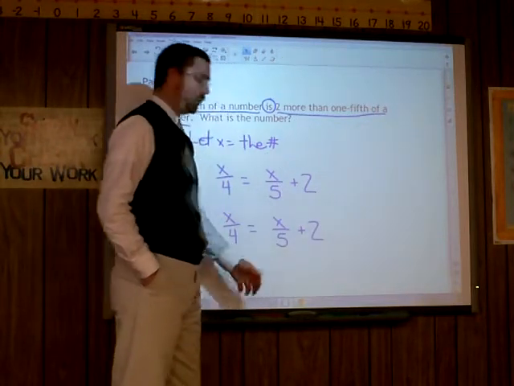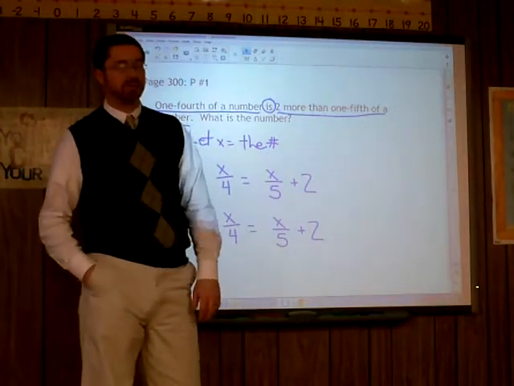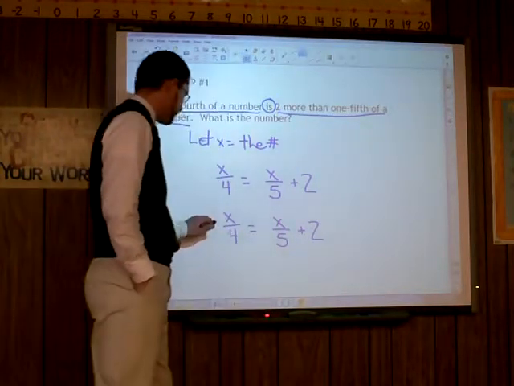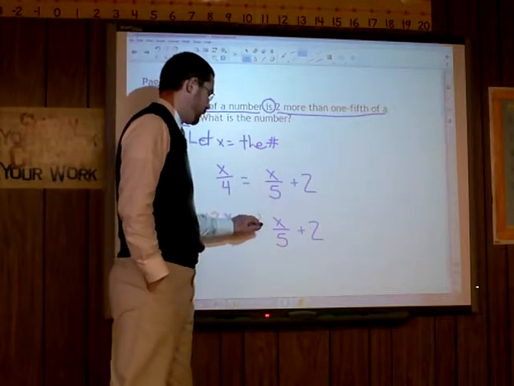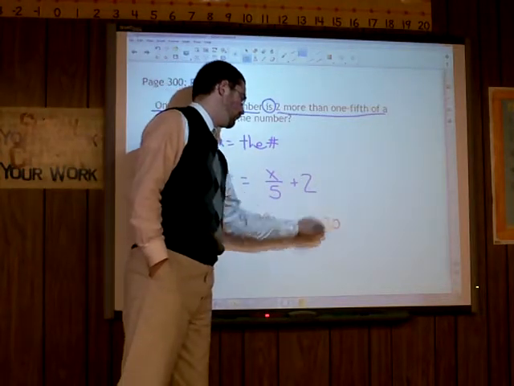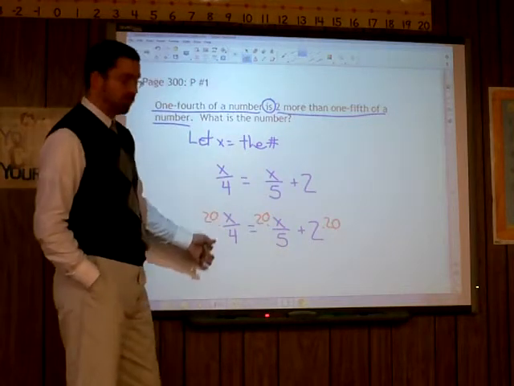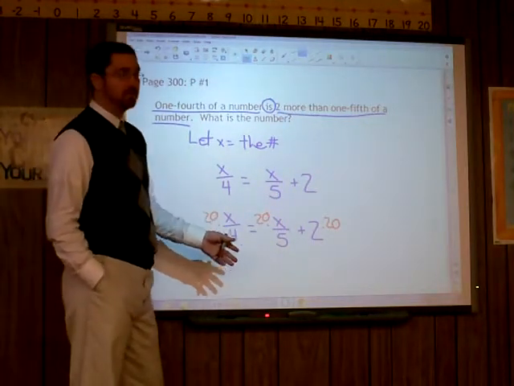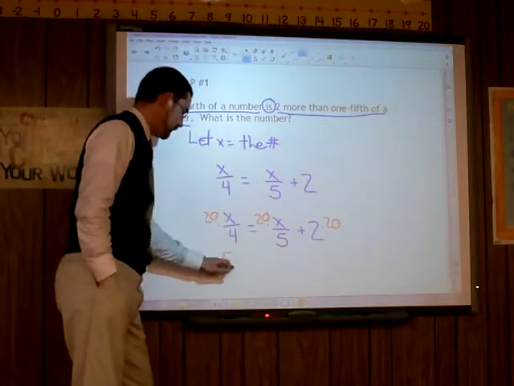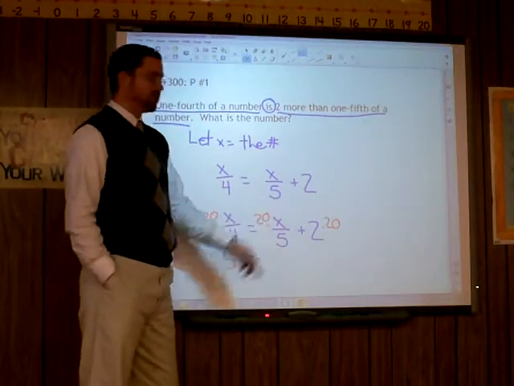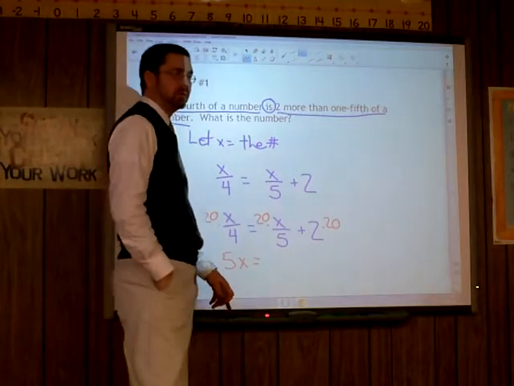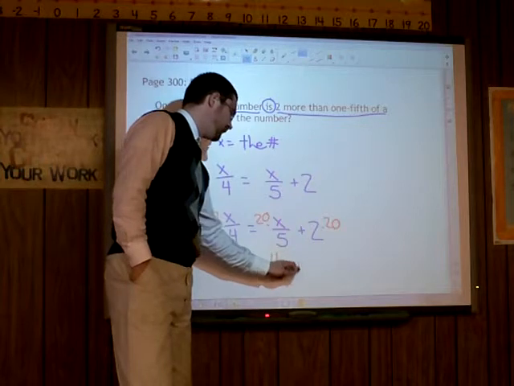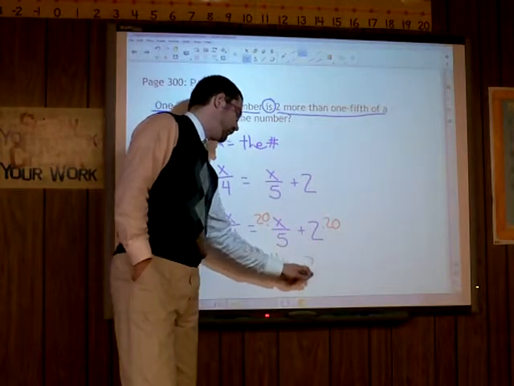So what would we multiply everything by in this case? Jacob? 20. By 20. Good. And make sure that you are fair. Okay? So 20 times x over 4 would simplify to 5x. Good. 20 times x over 5 would simplify to 4x. And then 2 times 20 is 40.